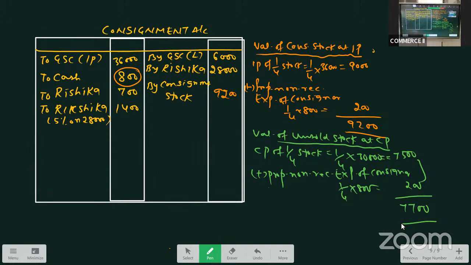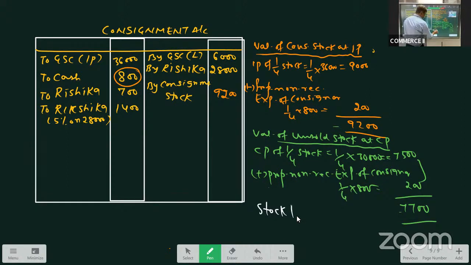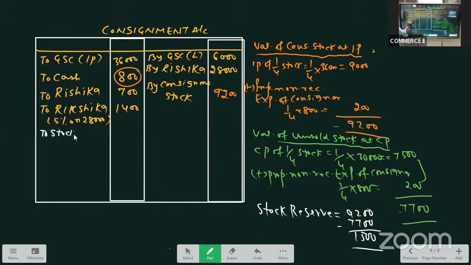Go through the valuation once. We did the valuation twice, once at the invoice price, and we arrived at 9,200. Then again at the cost price, we arrived at 7,700. So now we have to ascertain stock reserve, that is 9,200 minus 7,700, which is 1,500. That will write here. Okay, so we are done with that.